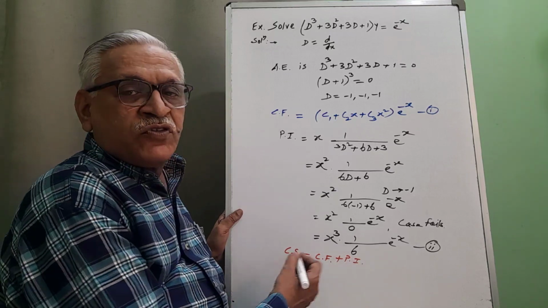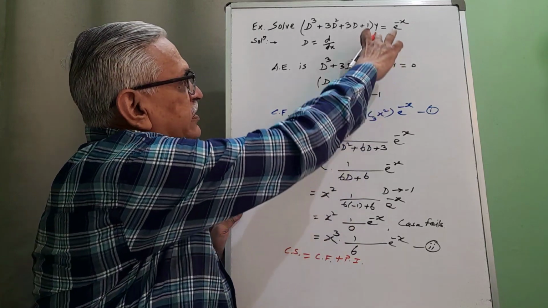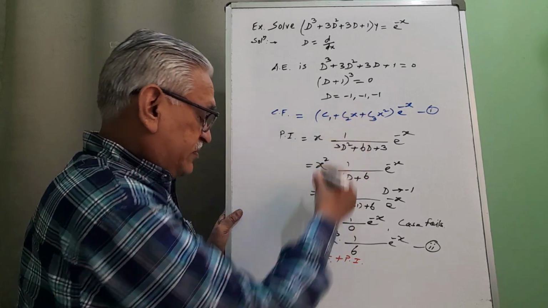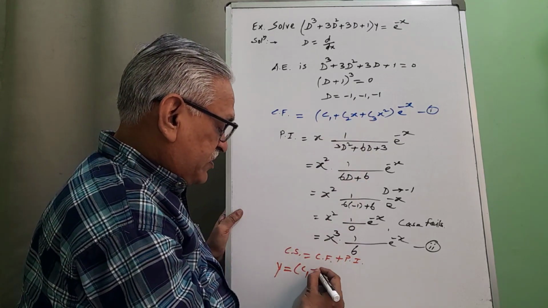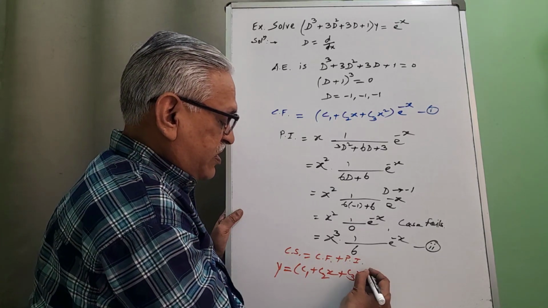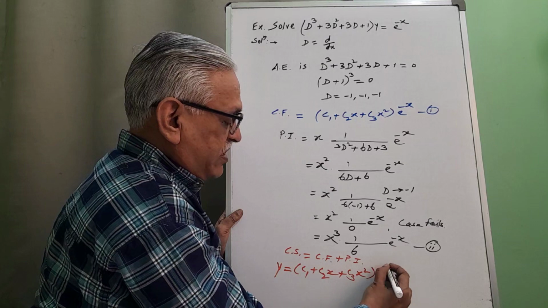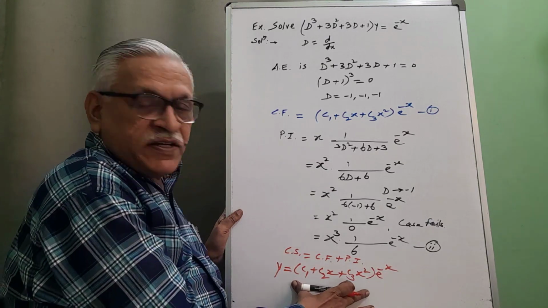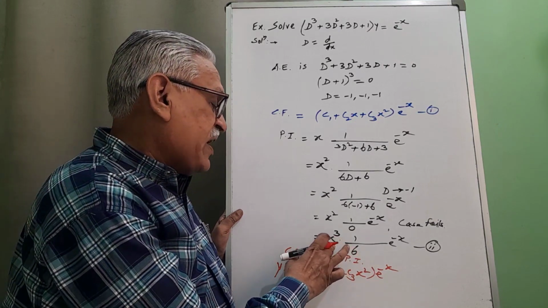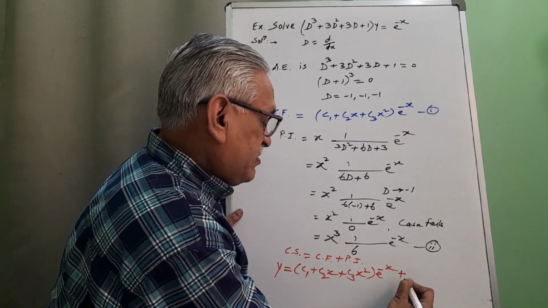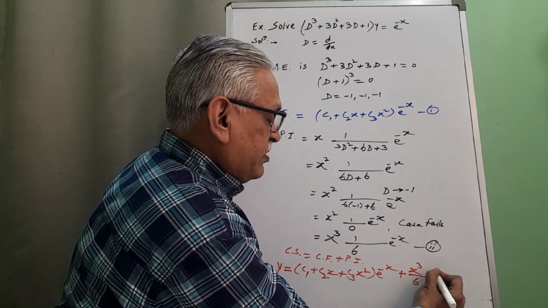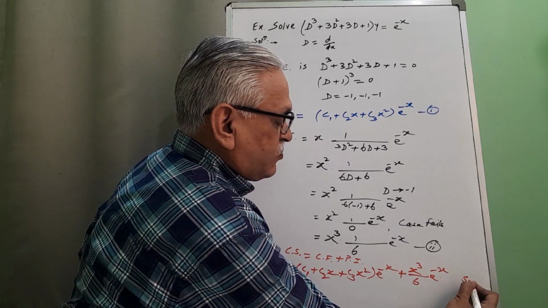The complete solution is always for the dependent variable. Here the dependent variable is y. CF is (C1 + C2x + C3x²) e^(-x). This part is called the complementary function part, plus this PI. PI is x³/6 into e^(-x), as the required solution.